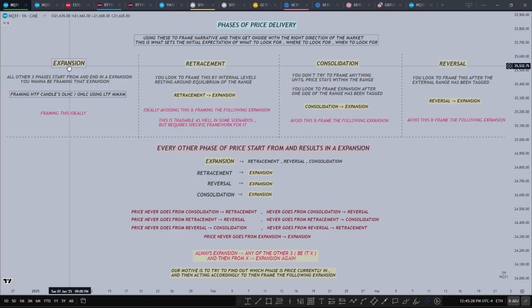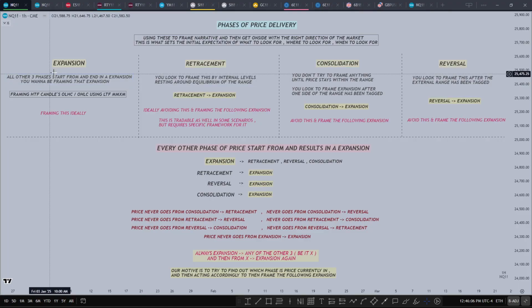Okay, expansion. This is the phase of price we want to be framing, and I will not go over how to frame that, because that is what I have been going over in the previous days: framing the higher time frame candles expanding towards the draw using low time frame MMXM. That is how you frame expansion. All other 3 phases start from expansion and end in an expansion. I will explain this in 5-10 minutes. You want to be framing that expansion, which is the end product of any other phase.